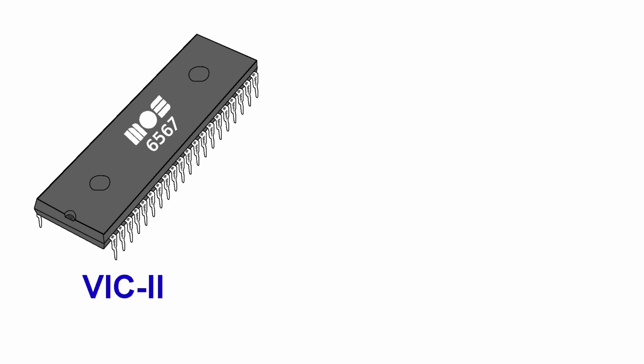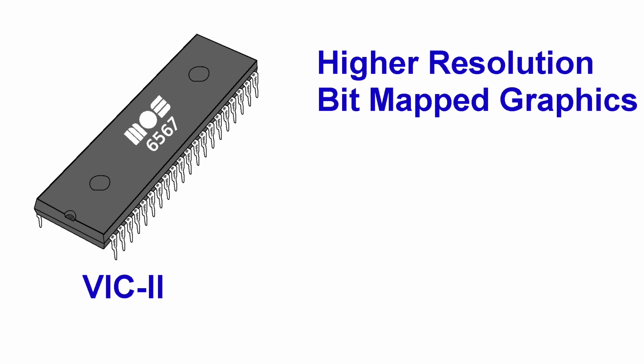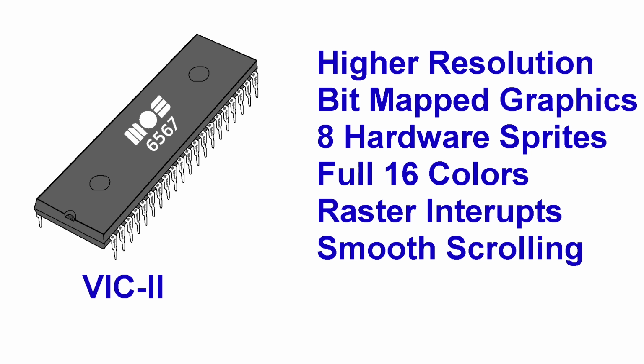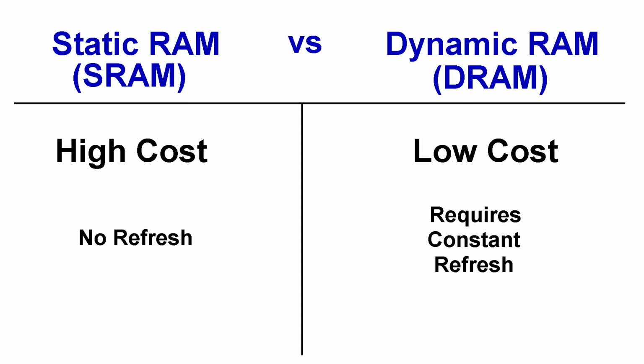The new video chip would offer higher resolution, bitmap graphics modes, 8 hardware sprites, a full 16 colors, raster interrupts, smooth scrolling, and DRAM refresh. While the refresh feature has nothing to do with video specifically, it does allow any computer using this chip to move to the cheaper dynamic RAM instead of the expensive static RAM used in the Vic-20.